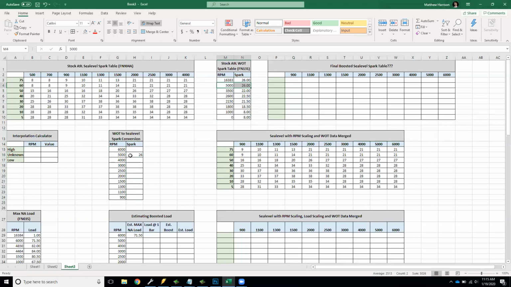That's one of my numbers. So I've already put in 26 degrees there, but the rest of these numbers are somewhere in between the ones that the factory tune had. So the first one I need to figure out is 6,000. So here's what we're going to do.